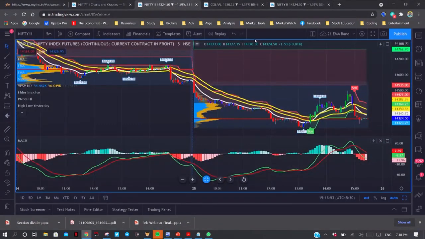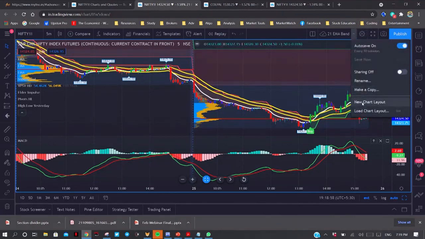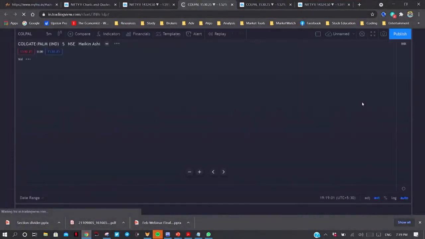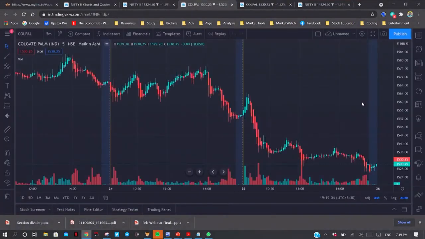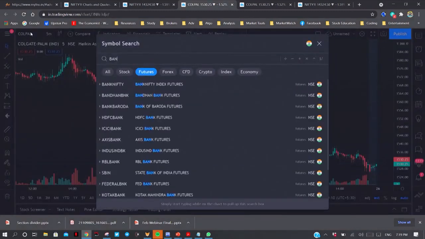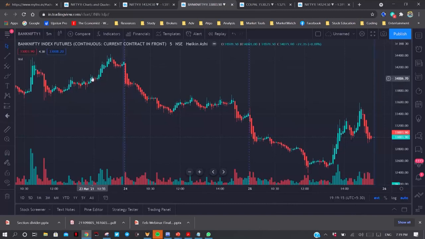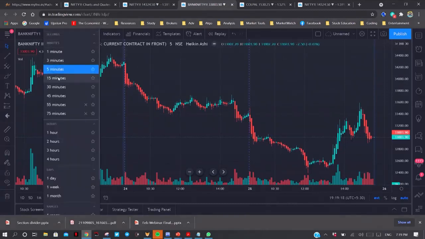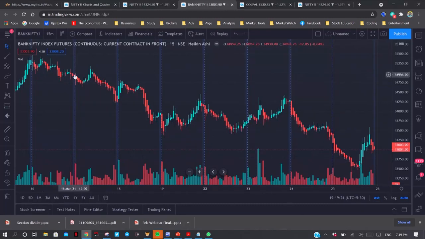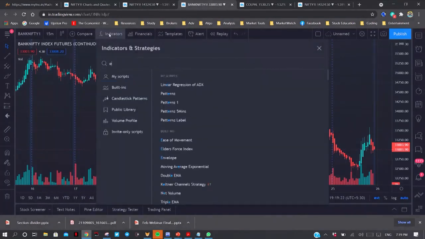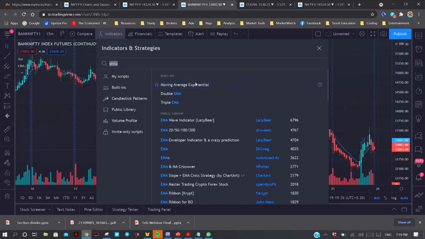Okay, let me draw one chart for what I am trying to explain. So let's say, let's draw our favorite Bank Nifty. Again, if you see, this is 5 minutes, I would like to put it at 15 minutes. And what I'm going to do, look at the indicators. I'm looking at 21 EMA, for one second.